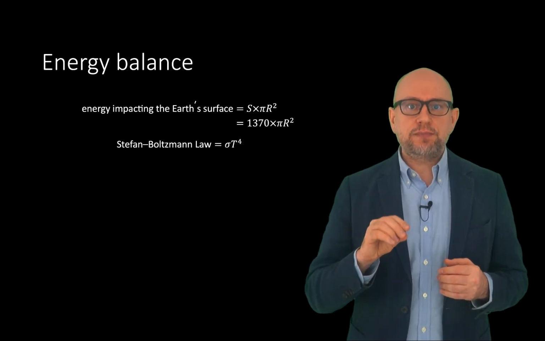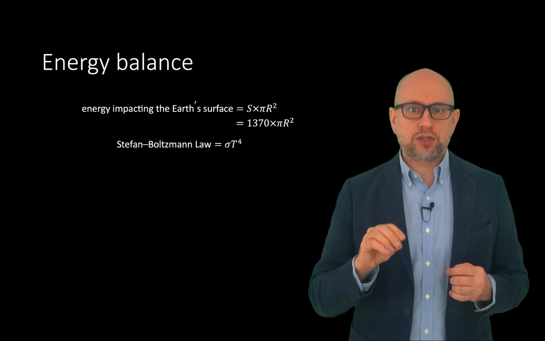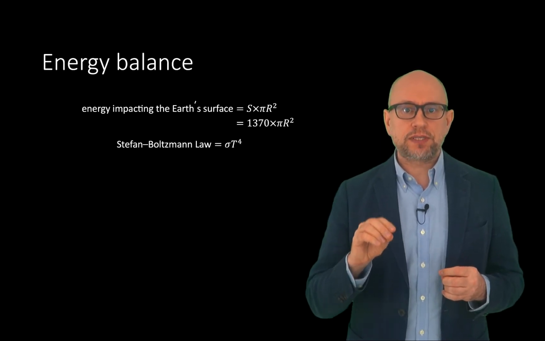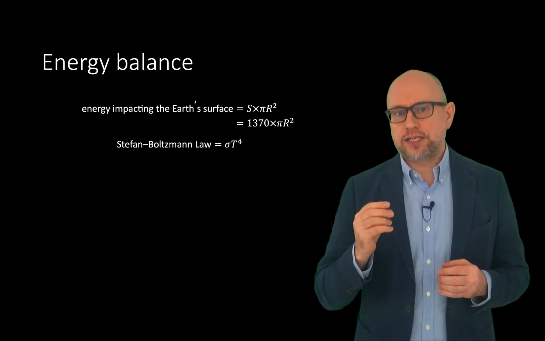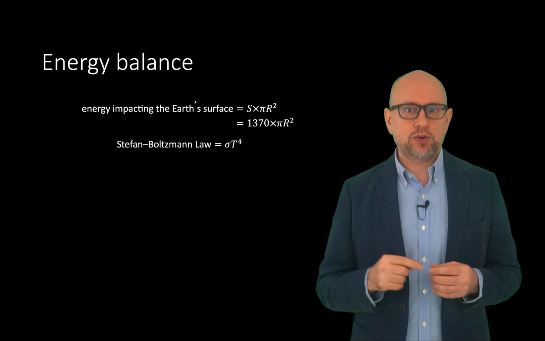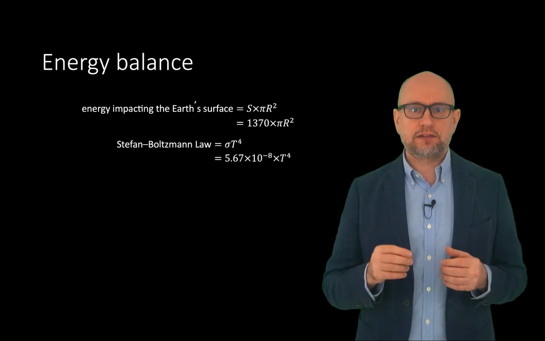That is, the energy per unit area, also known as the intensity, is equal to the Stefan-Boltzmann constant sigma times the fourth power of the temperature. Note that the Stefan-Boltzmann constant is equal to 5.67 times 10 to the minus 8 watts per square metre per Kelvin to the fourth power.